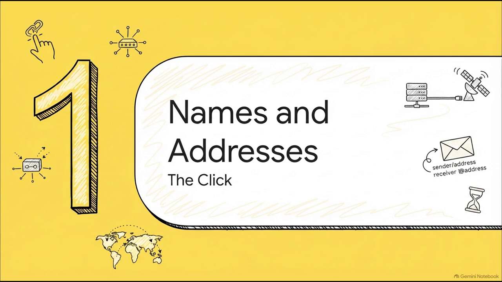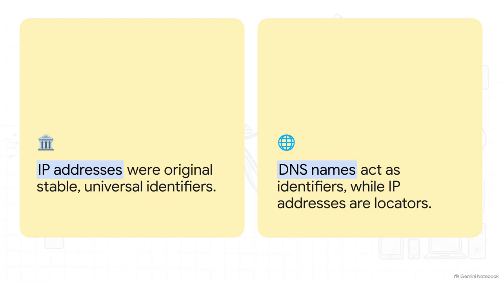Okay, part 1, the click, names and addresses. Let's start at the very beginning, the call to adventure, right there on your screen. We have to figure out where our packet actually needs to go. Now, to send a message to any computer, you need its unique identifier, its IP address, which is just a long string of numbers. But let's face it, we humans are terrible at remembering random number strings, so we use human-readable domain names.